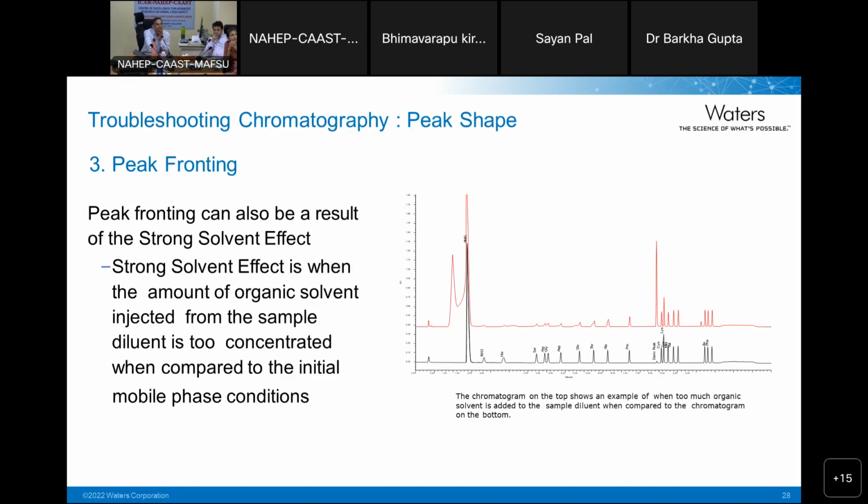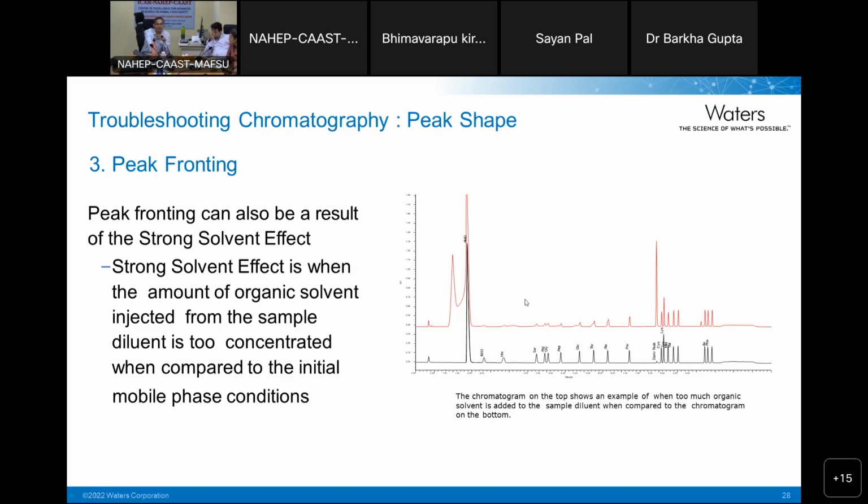So when you're developing any method, we suggest that you try to match the final diluent in which your samples are prepared with the initial mobile phase conditions. When you're running some gradient, the initial gradient conditions and the diluent should match or should be as close as possible to avoid this. If it is matching, it is better. Or you may have to compromise in certain parts of your analysis.